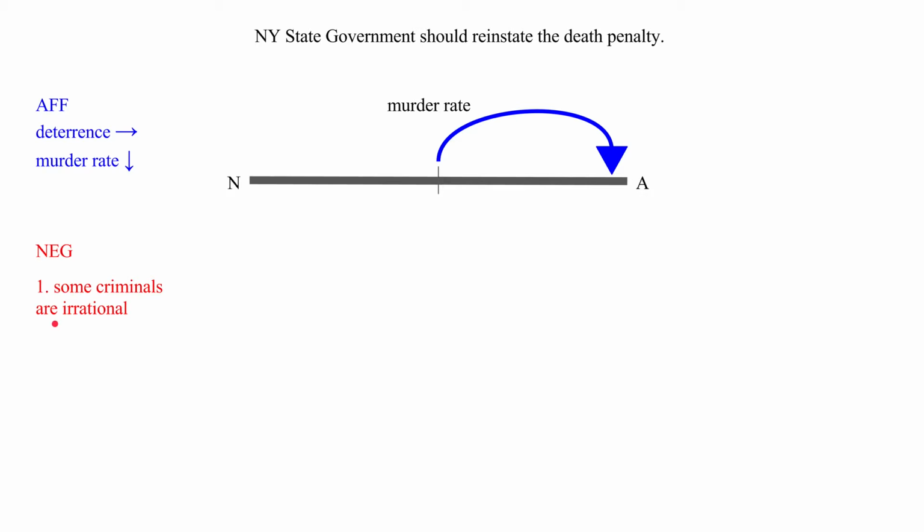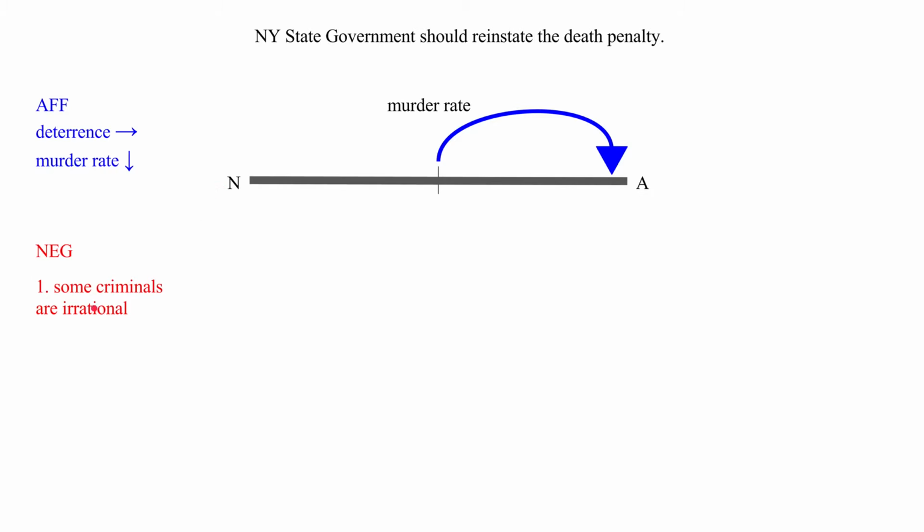How can we graph that particular argument on the same axis? The reason we're going to graph it on the same axis is that it still talks about the murder rate. So what differs from the affirmative is not the question of the impact, it's a question of where exactly on this axis we should be.